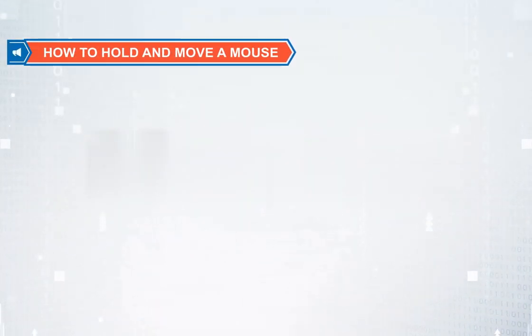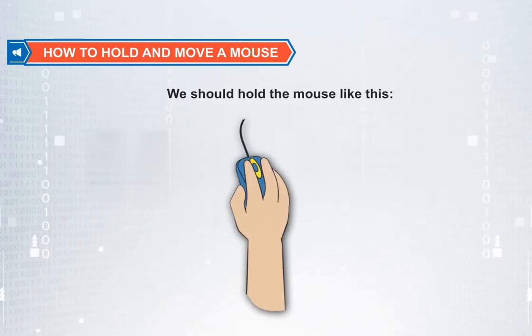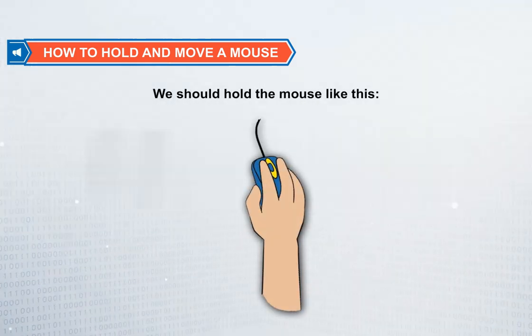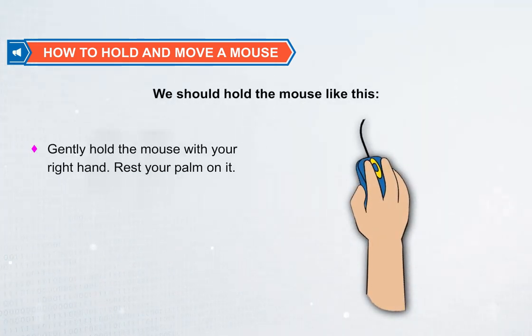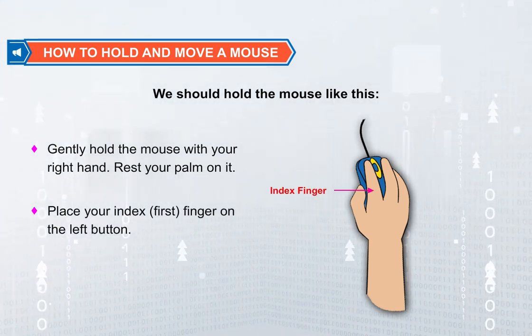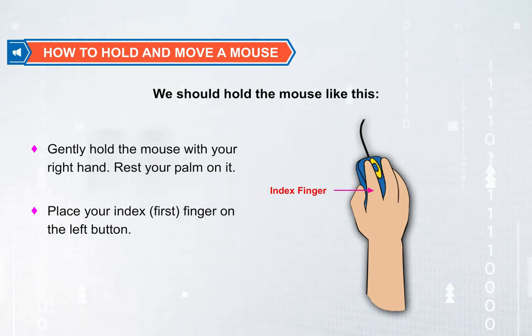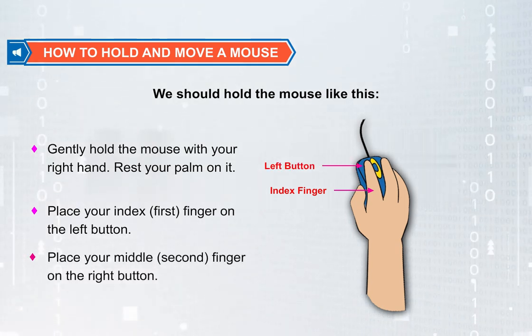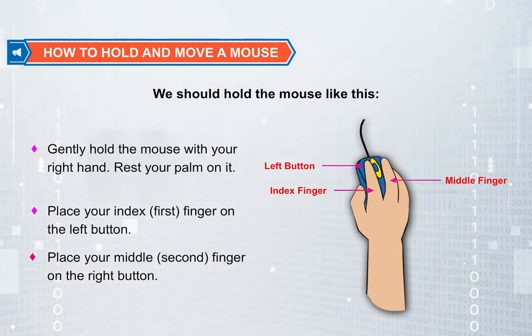How to hold and move a mouse. We should hold the mouse like this. Gently hold the mouse with your right hand. Rest your palm on it. Place your index first finger on the left button. Place your middle second finger on the right button.